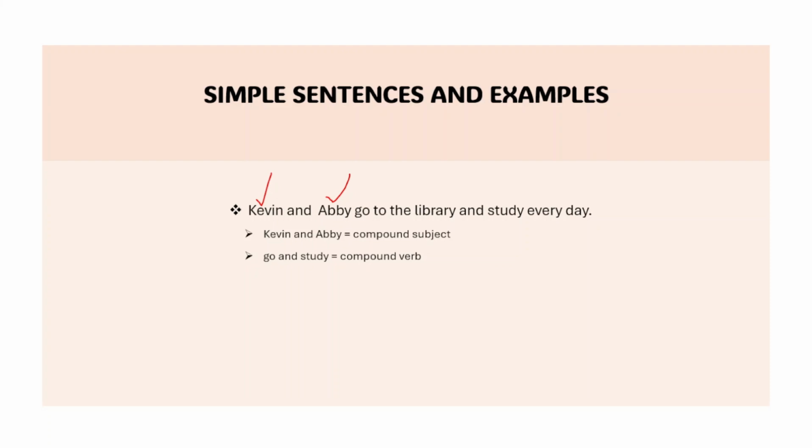So when you take a look, we got Kevin and Abby go to the library and study every day. So Kevin and Abby equal a compound subject because we got two of them. And go and study is what? A compound verb. Okay. So in this case, I'm talking about this one. Go and study. This is the one I'm talking about. The compound verb. Right. Now, Abby and Kevin are the compound subject.